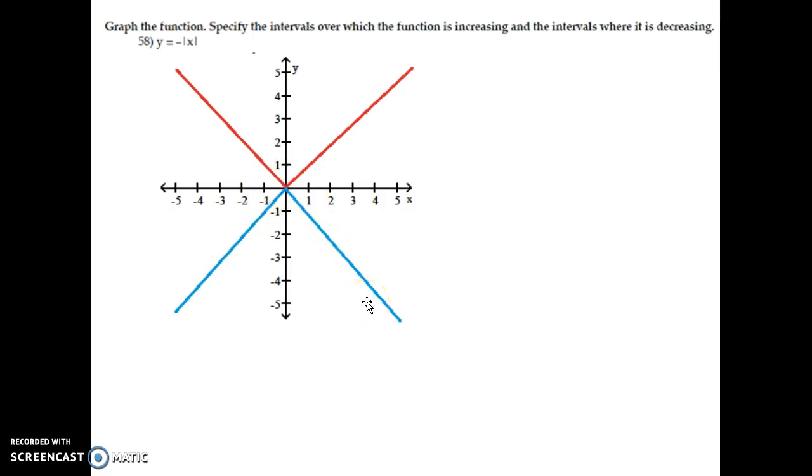And now to talk about where it's increasing and decreasing, just look at the graph and think about moving left to right. Is the graph going up or down? So moving left to right here, I see the graph's going up, so it's increasing from negative infinity all the way up to 0. And then as I continue to move left to right, from 0 to positive infinity, we're going downward, so we're decreasing.